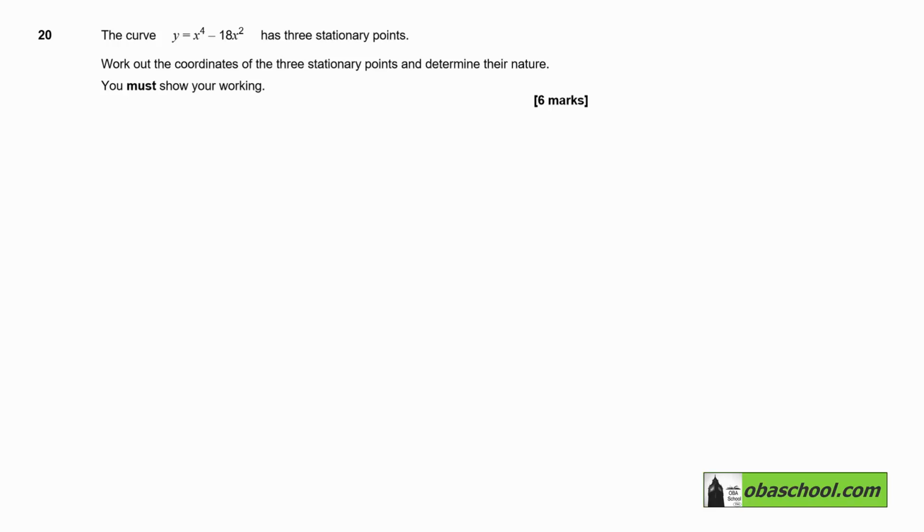The curve y equals x to the 4 minus 18x squared has 3 stationary points. Work out the coordinates of the 3 stationary points and determine their nature. You must show your working.